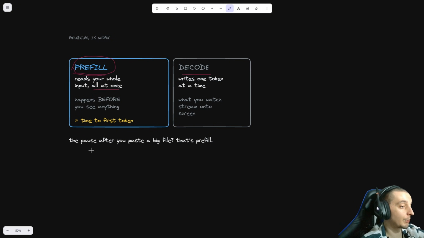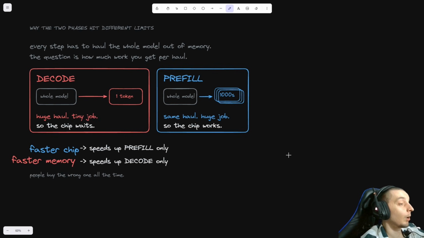This is why, for example, you may have to wait for some time when pasting a big file. Then we have the decode phase, which loads the result of the prefill phase into memory and then works with it to start writing tokens. It writes one token at a time, and this is what you see when the model starts streaming tokens onto your screen.